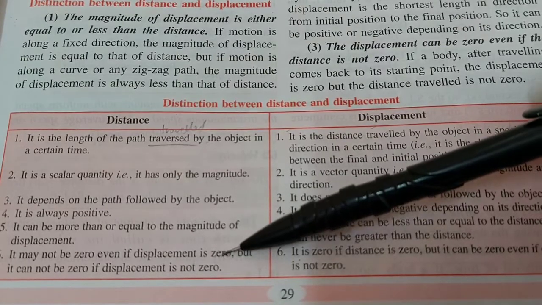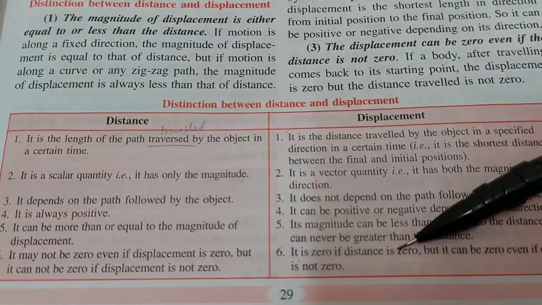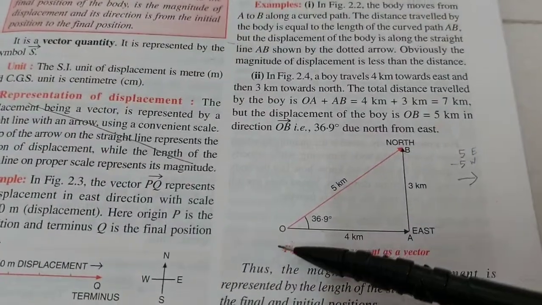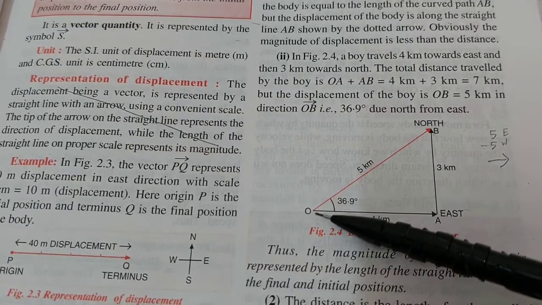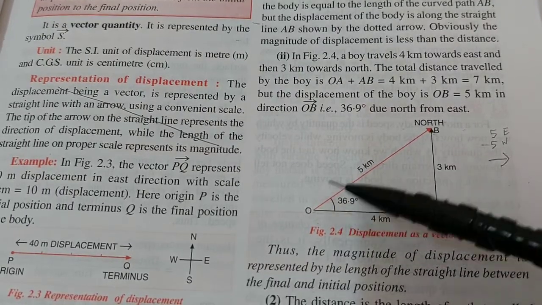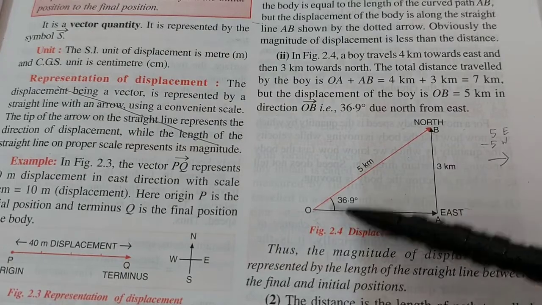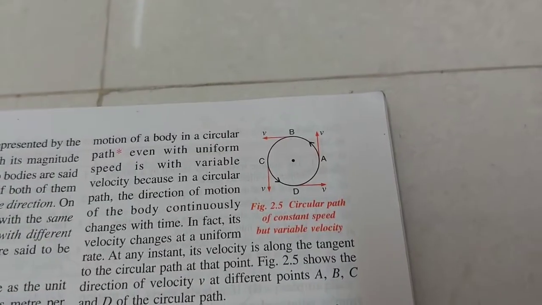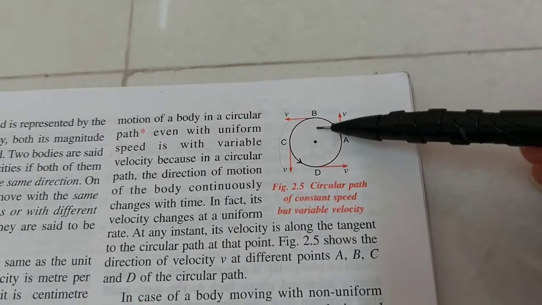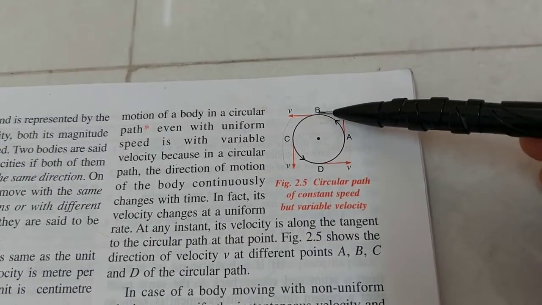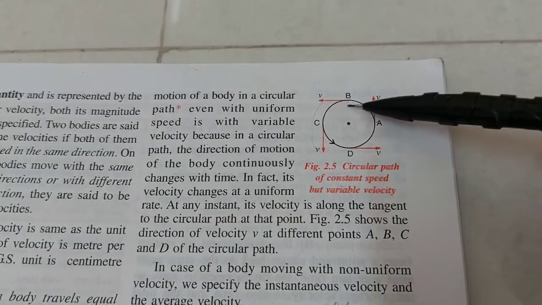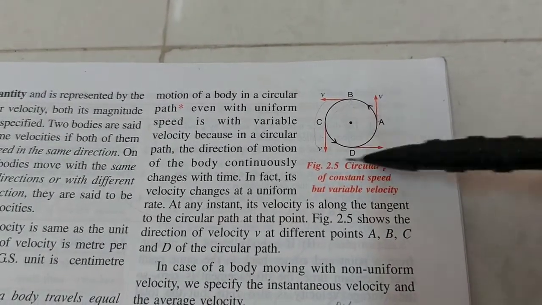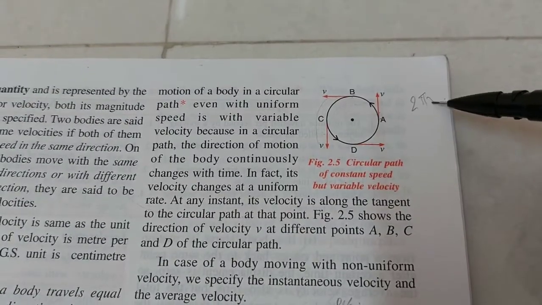Distance can never be zero for a moving object. Displacement can be zero for a moving object. For example, if this person traveled to A and then to B and came back to O, so the starting and end point is one and the same. So the total displacement is zero, although the total distance covered is 12 kilometers. This is especially true for circular motion. After each rotation, when it comes back to the original point, we say that the total displacement is zero. But what would be the total distance traveled? Well, that would be equal to the circumference, which is 2 pi r. So that's what is mentioned here.